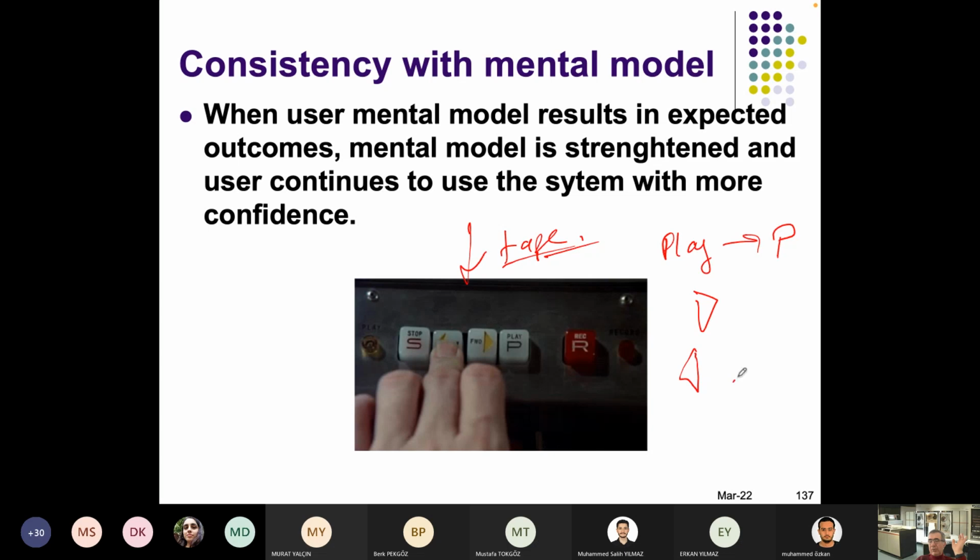So this arrow is now today associated with play. Continue. When you have this, usually associated with, if you press once, that means play. If you press again, that means pause. Pause and play on the same button. That's how we learn.